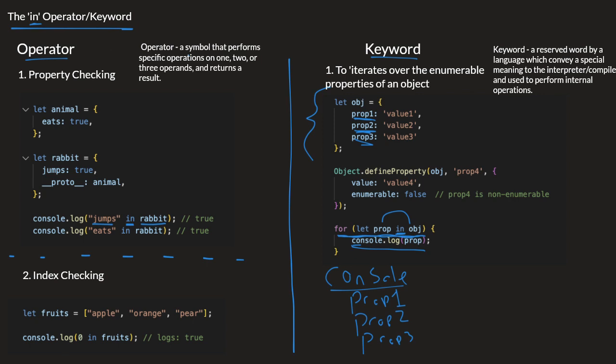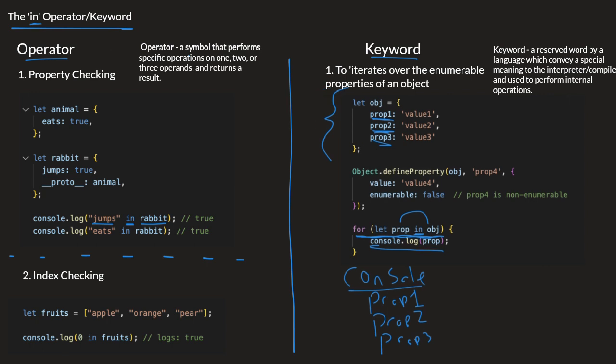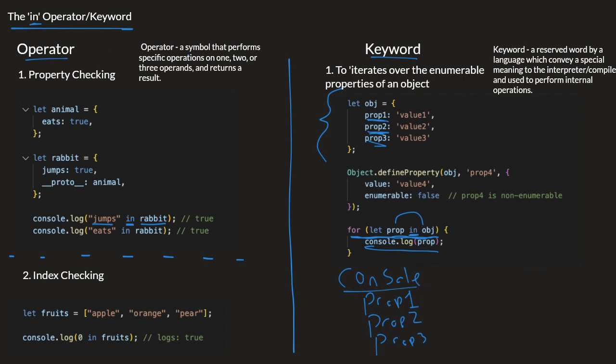And then we actually have prop4 in this object. We added it right after we created the object. And here we are using the defineProperty of the built-in constructor function called Object. So this is a built-in constructor function right here.